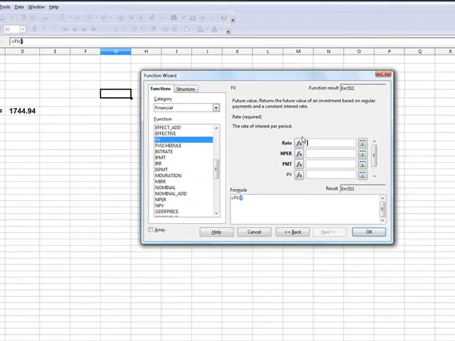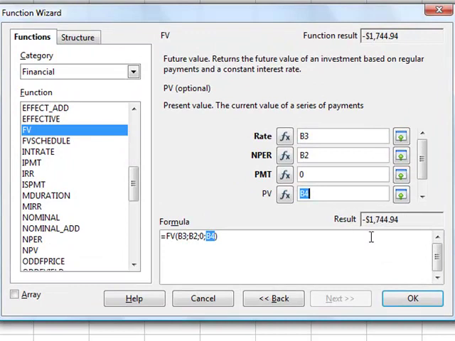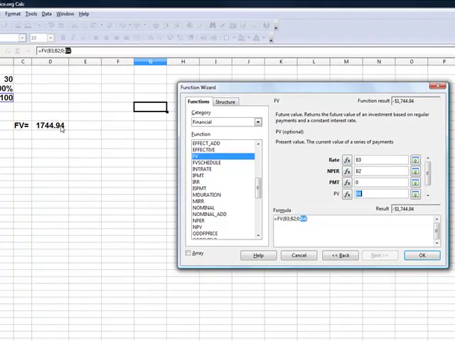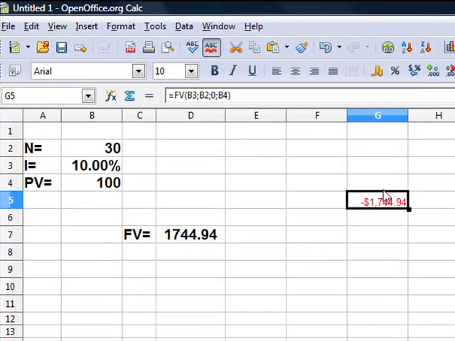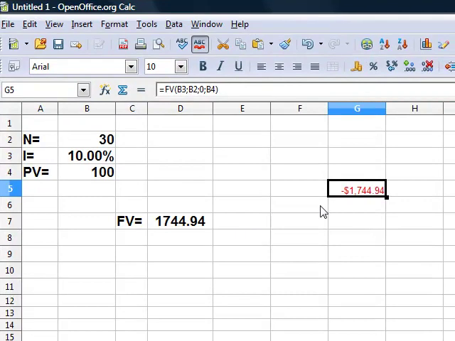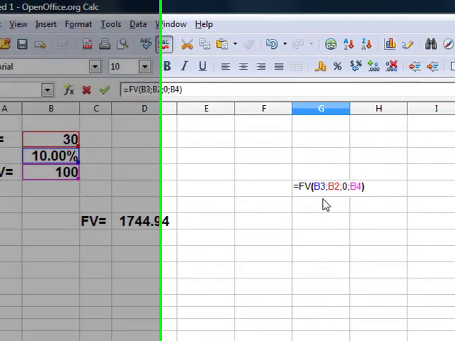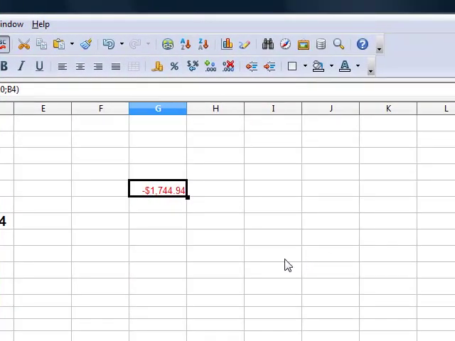So if we come over and link to the rate and the number of periods, and the payment is 0, I'm just going to type a 0 in, and the present value is 100, we're going to find that the result is the same that we had before. It's exactly the same. So let's just put OK, just so you could see it. And we're going to discuss in a little while why this actually comes back negative when you do it in the calculator.